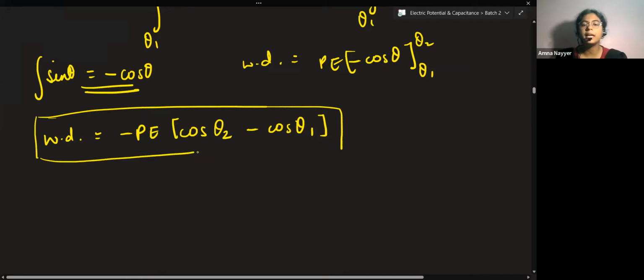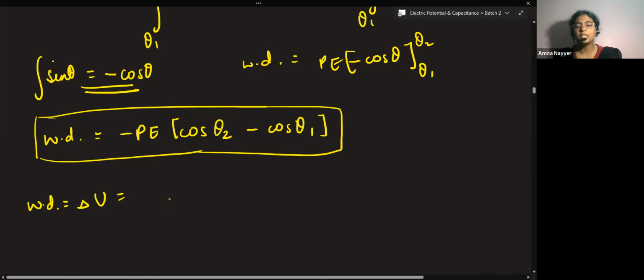Work done is minus PE (cos theta 2 minus cos theta 1). And this whole work done gets stored in the form of potential energy. So your formula of change in potential energy, which is equal to work done, means final potential energy minus initial potential energy. This is minus PE (cos theta 2 minus cos theta 1).